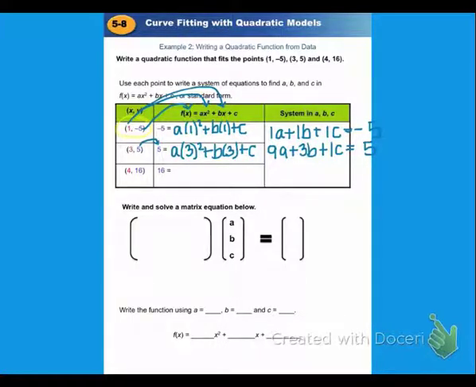We need 1 more. So now we put the 4 in for x and the 16 in for y. So it'll look like this. 16 equals a times 4 squared plus b times 4 plus c. So we're just plugging 4 in for x into that standard form. And when we simplify it, 4 squared is 16, so that's 16a plus 4b plus 1c and that's got to be equal to the y value, which is 16.